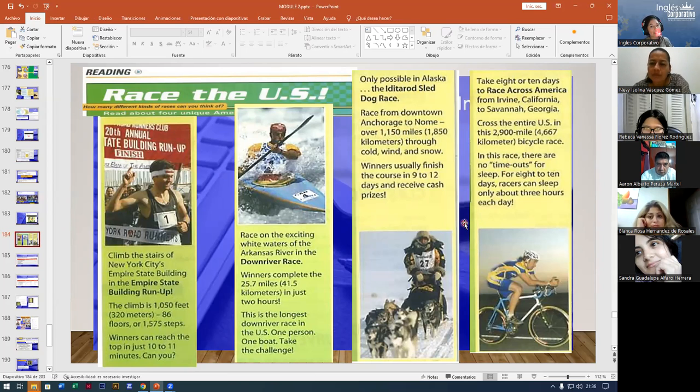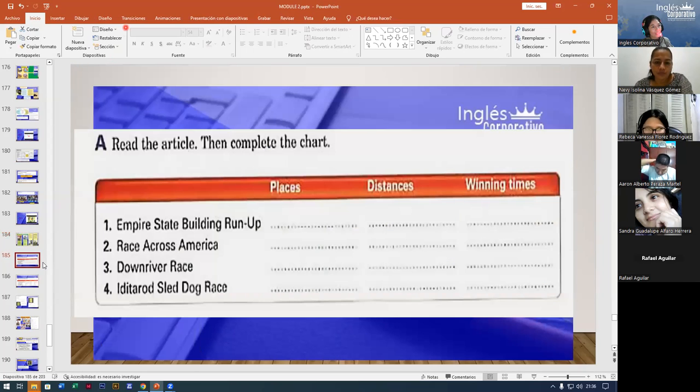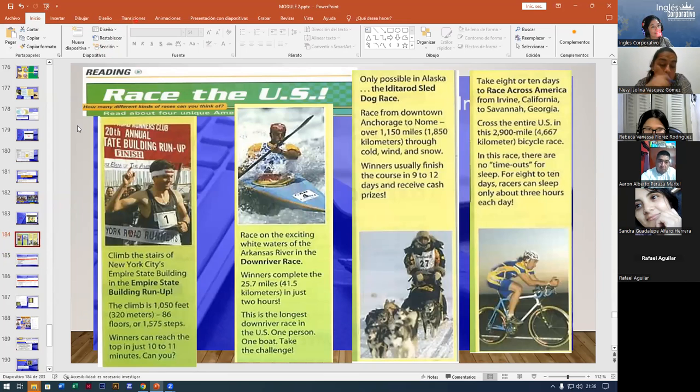What's the place? Georgia, California. That's Georgia, right? From Irvine, California to Savannah, Georgia. So they go to different places. What about the other one? Distances of the first one, the Empire State. These ones are the distance, right?